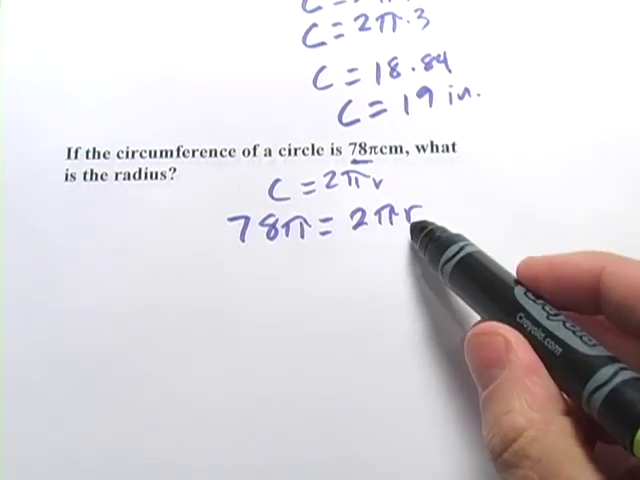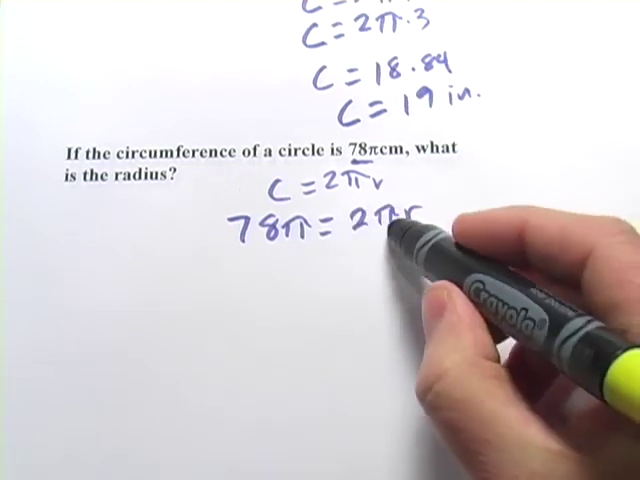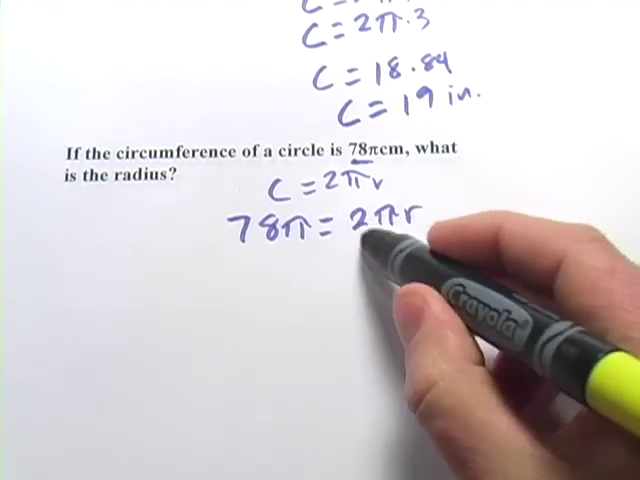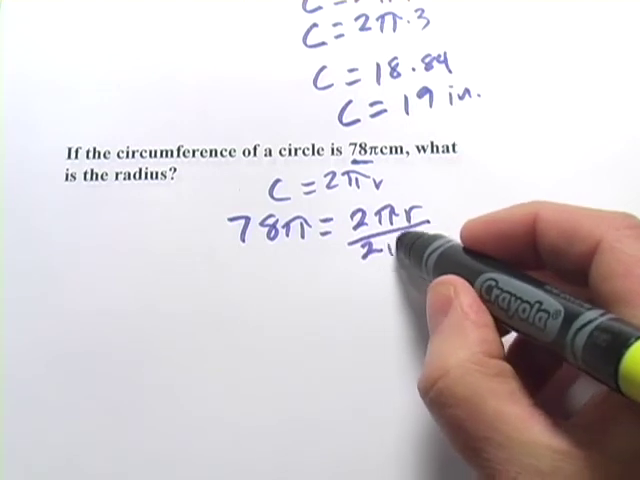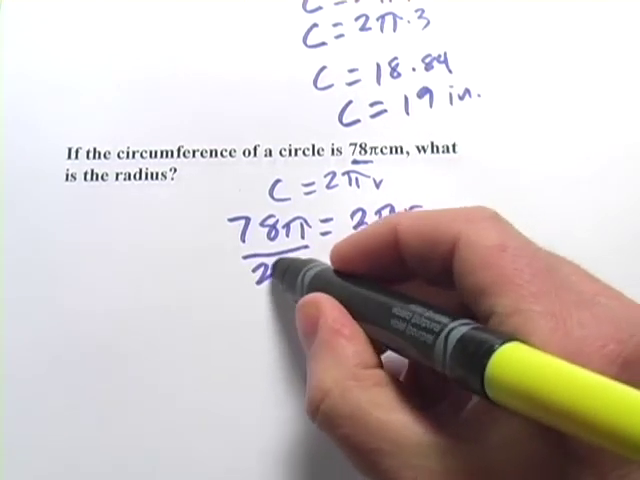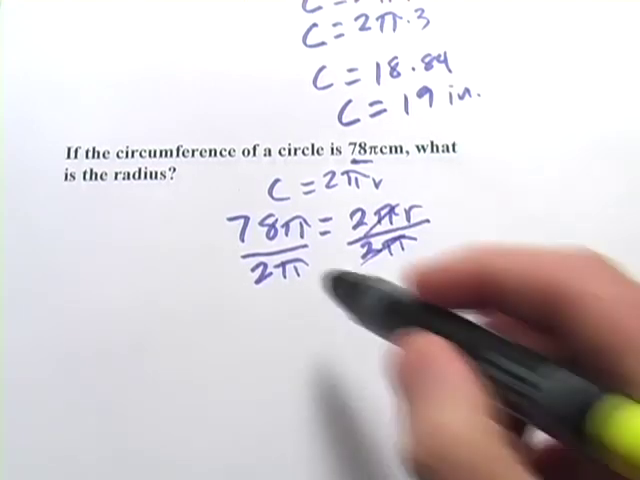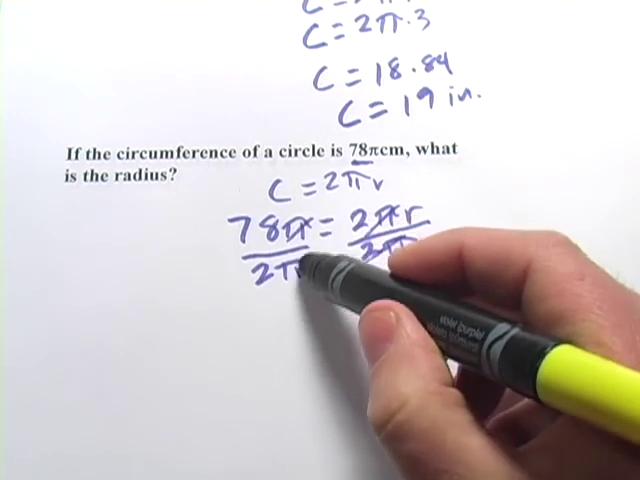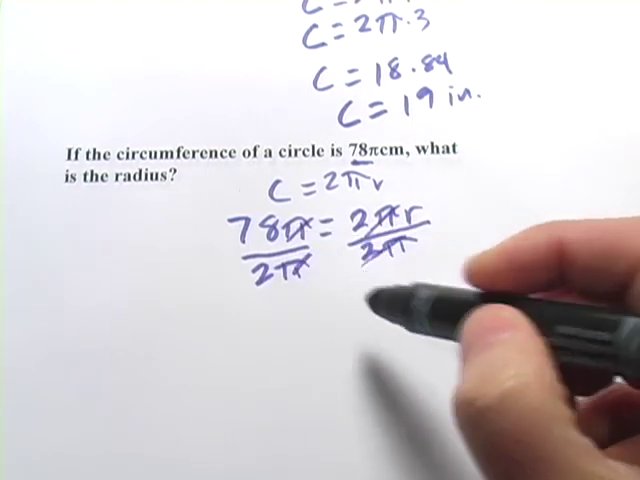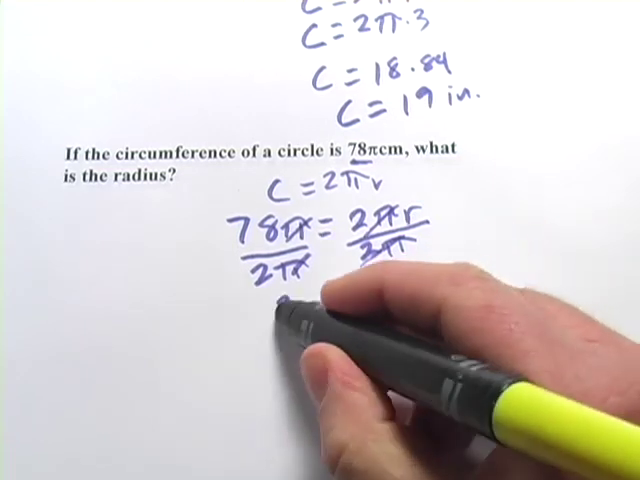Well, if you wanted to find r, what you'd need to do is divide by this number out here. And pi is a number. It's just a symbol in place of a number. So I'm going to divide by 2 pi, dividing by 2 and pi at the same time here. Got to do that to both sides. Over here, the 2 pi will cancel, and we'll just get r. Over here, well, actually, I can cancel out the pi's. So this really just comes down to 78 divided by 2. So r is going to equal 39.